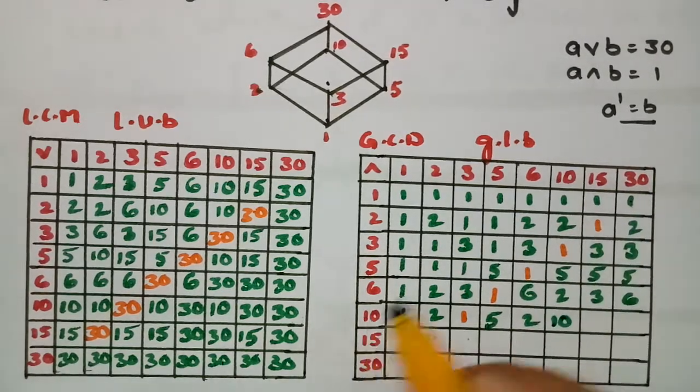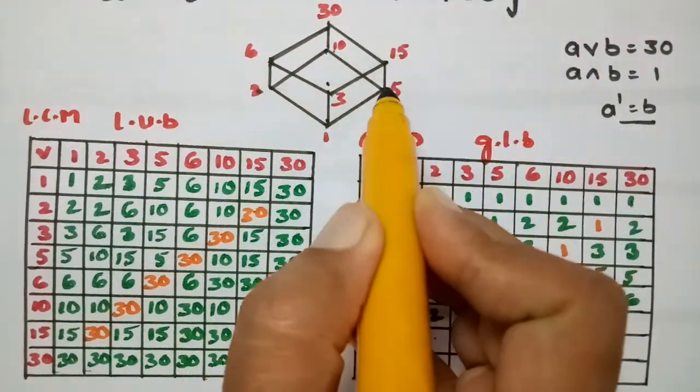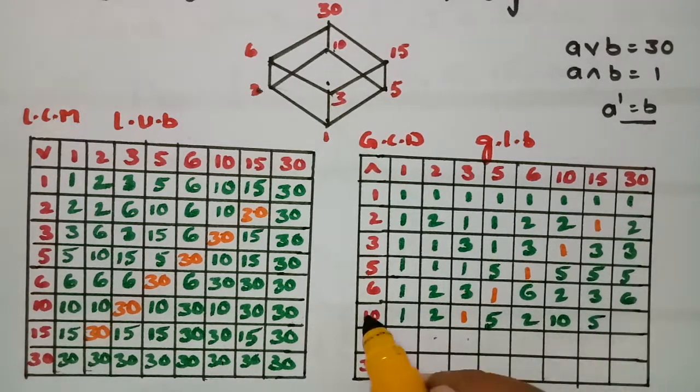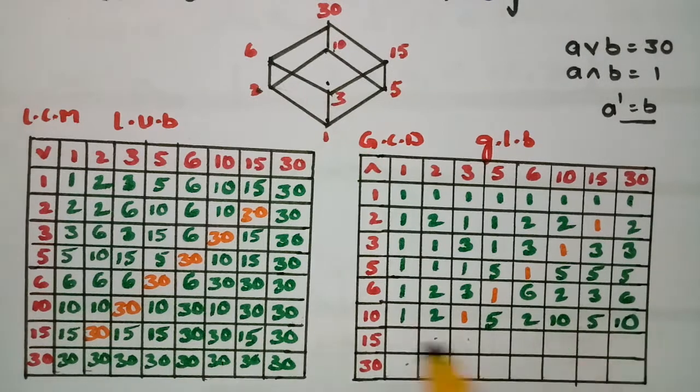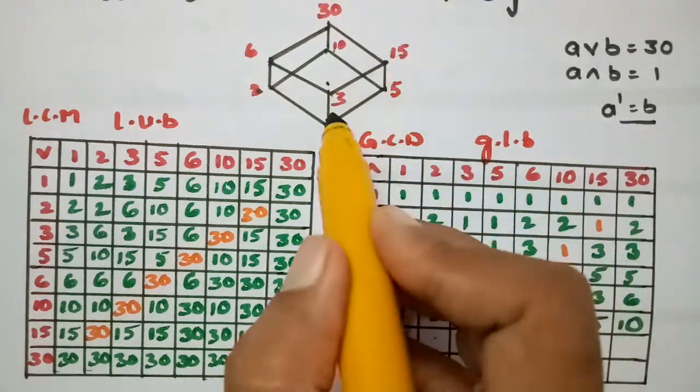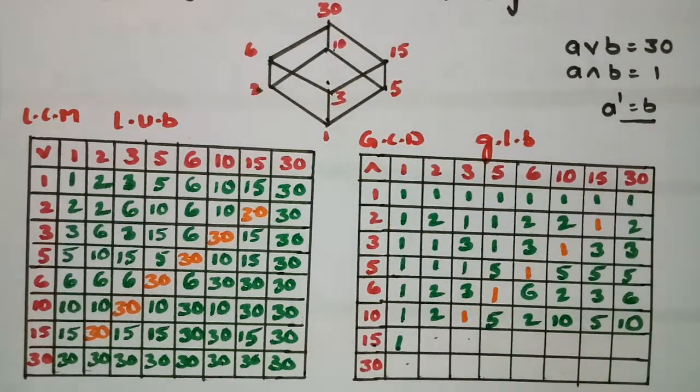So 10 is the least. 10 and 15: the least element here is 5. And 10 and 30: the least element here is 10. And 15 and 1: among 15 and 1, 1 is the least element.